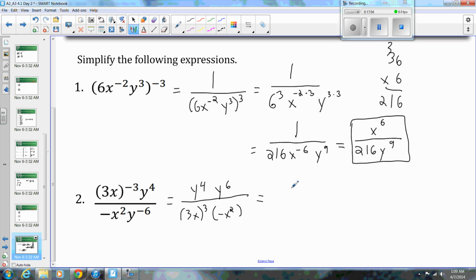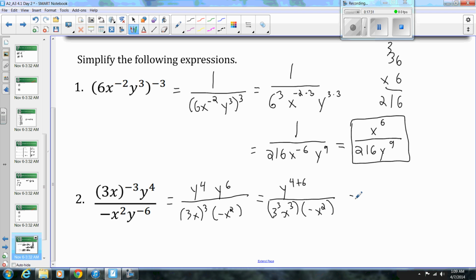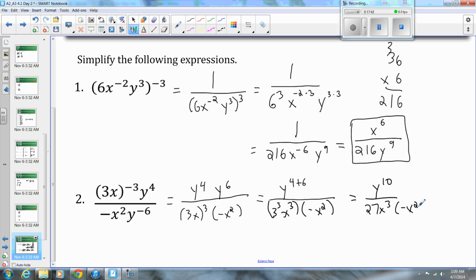I'm going to simplify this numerator first, knowing that this is a product of powers. So these add 4 and 6. So this is y to the 4 plus 6, okay? Now you don't have to write this step. I'm going to write it in here just to be clear. This is now a power of a power, so this is 3 cubed x cubed, right? And I'm still dealing with my negative x squared. So let me simplify this further, and that 4 plus 6 is 10, so that's y to the 10th. 3 cubed is 27, x cubed, and then multiply by negative x squared.